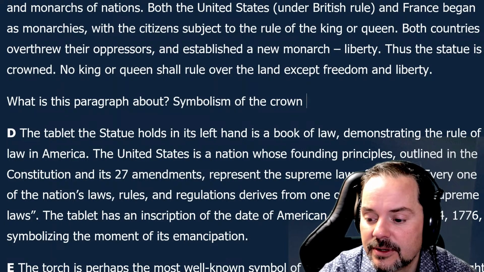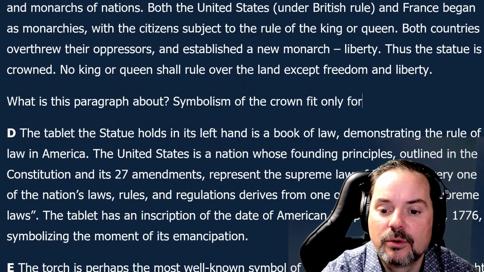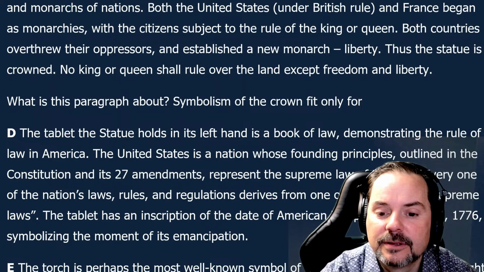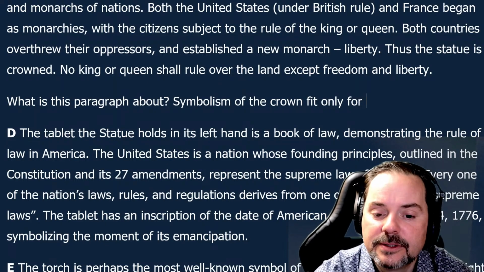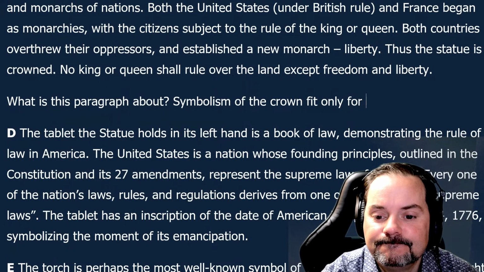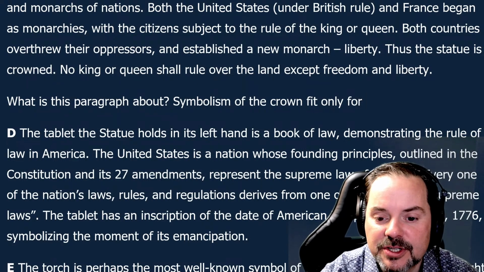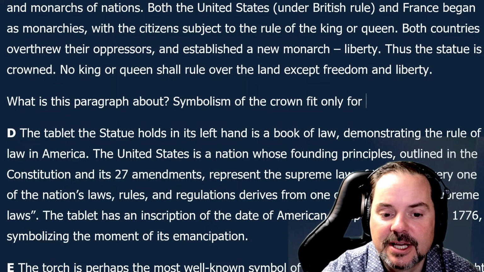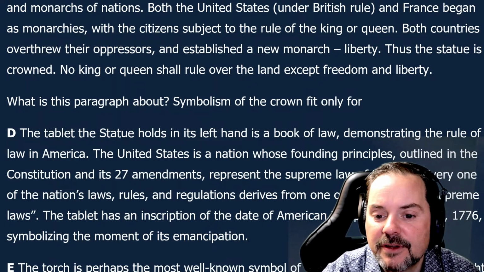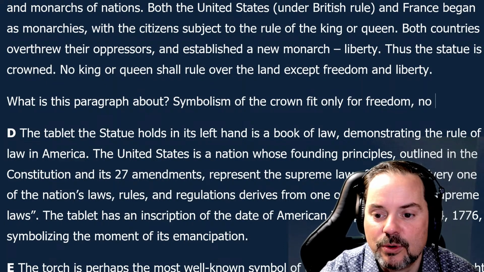Symbolism of the crown. It has 7 spikes and it's only fit for what? Fit only for... Do they want to put the crown on the king or the queen? Queen. Do we want to put it on a queen? Remember, we just read that it's Libertas, the goddess of freedom. She's not a queen. She's a goddess. She symbolizes freedom. So symbolism of the crown, fit only for freedom, right? Yes. No king or queen, right? That was the whole point. They said no king, no queen, no more kings, no more queens.